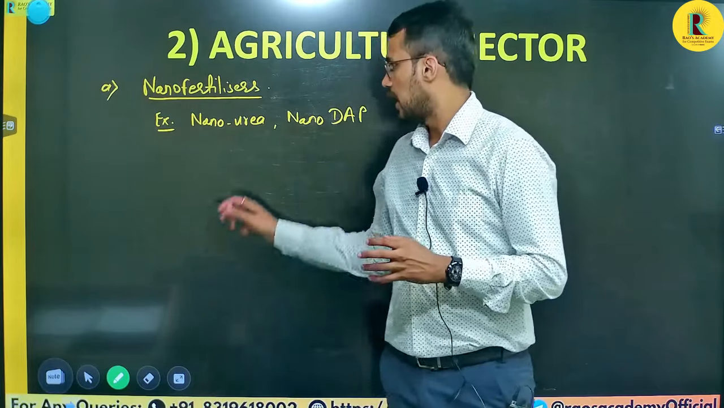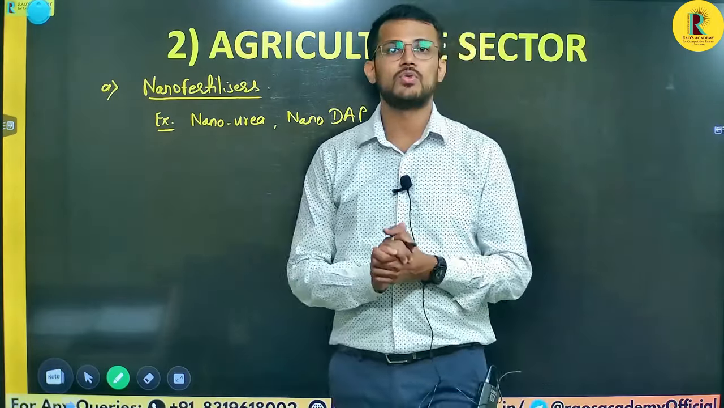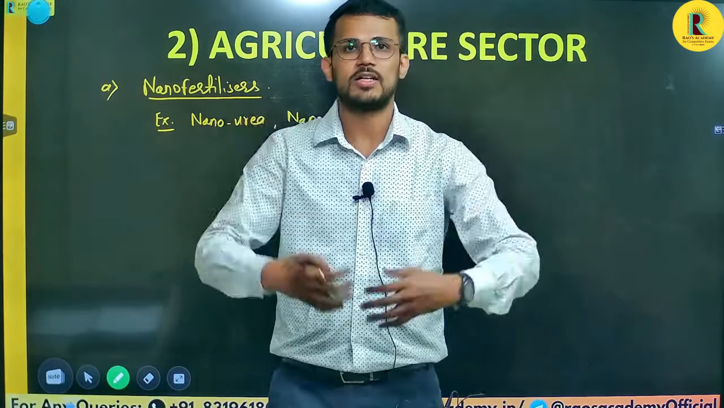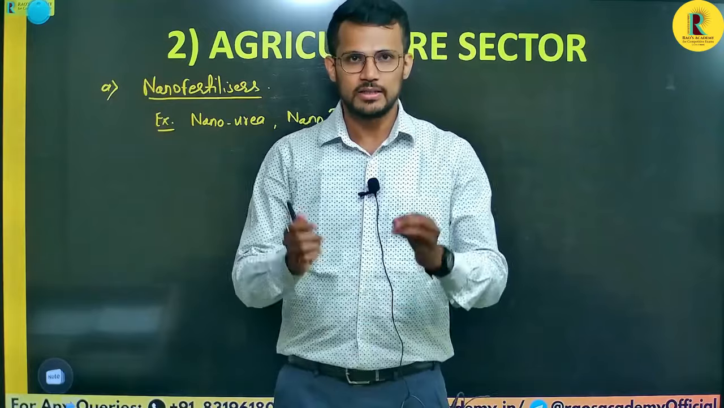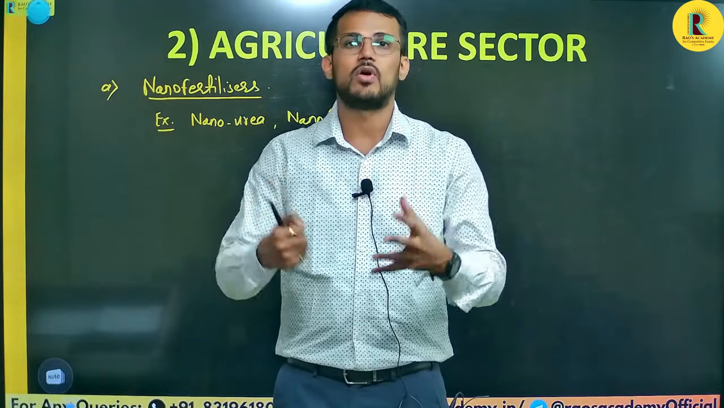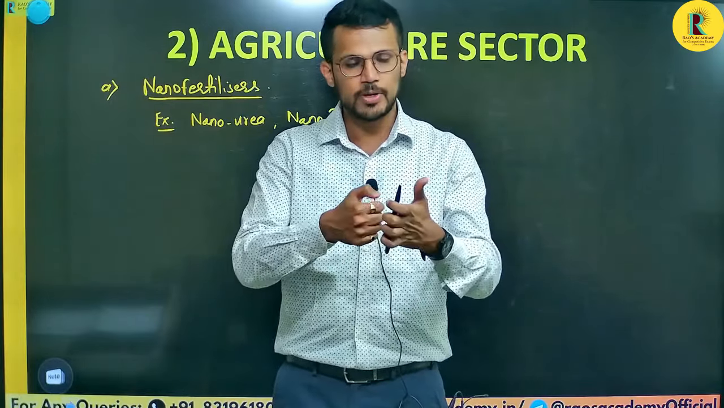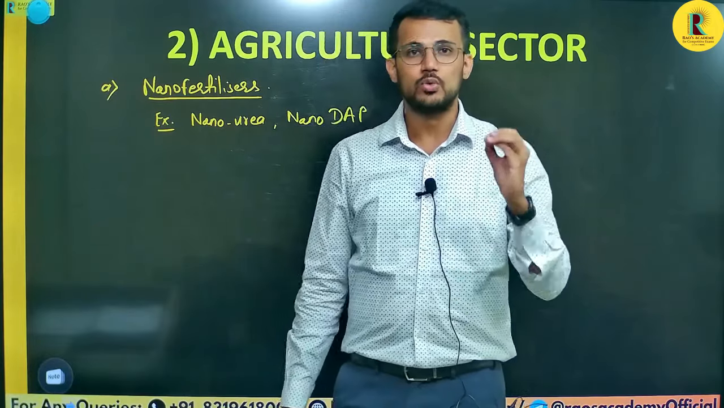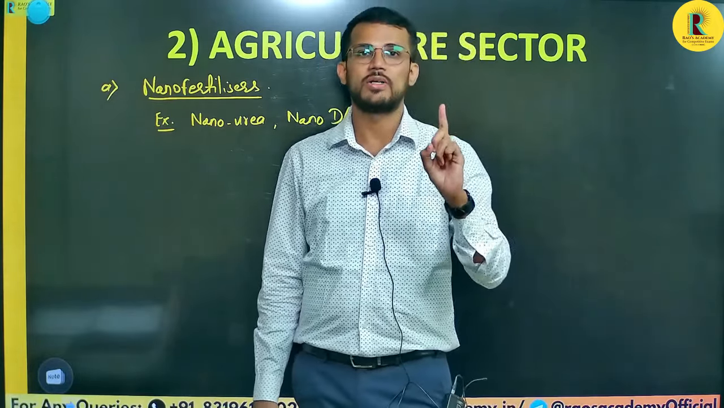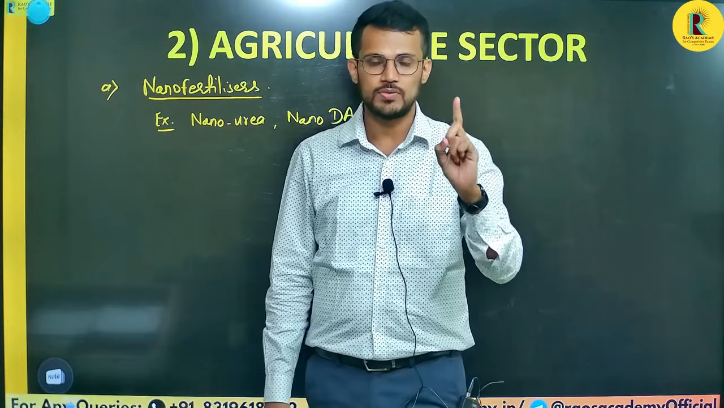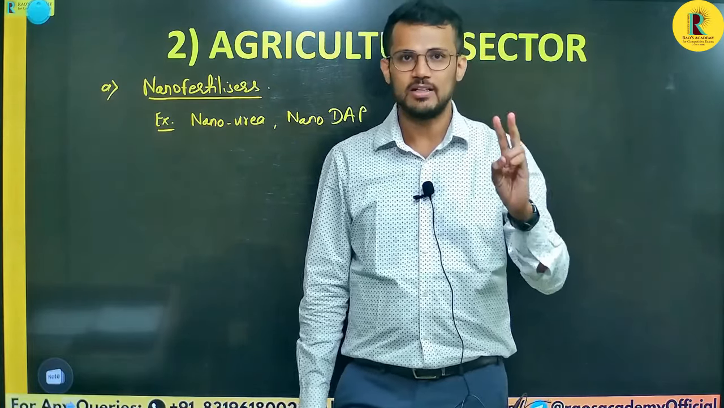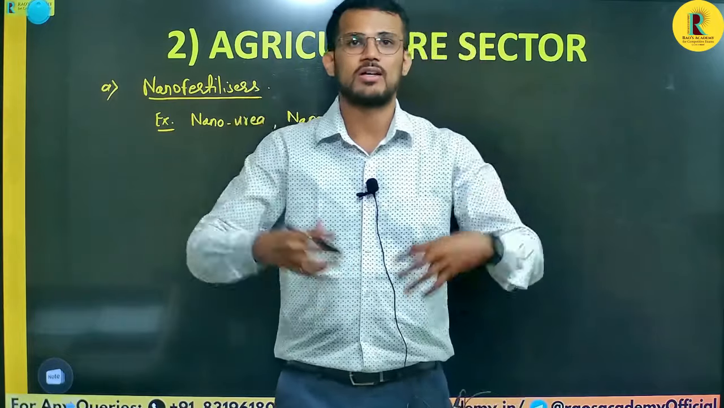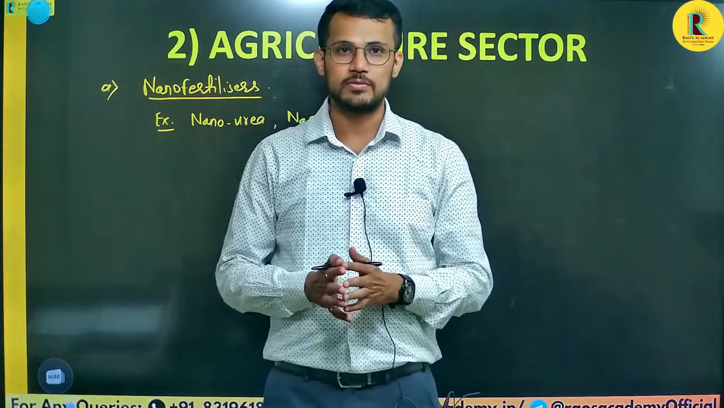Fine. And what is the benefit of use of nano fertilizers? Nano fertilizers are not broadcasted in the agricultural field. They are spread on the leaves of trees, on the leaves of crops. And as a result of that, use efficiency of nano fertilizers is more. Secondly, the soil pollution we will be able to reduce. Why? Because they are not broadcasted. They are spread on the leaves.